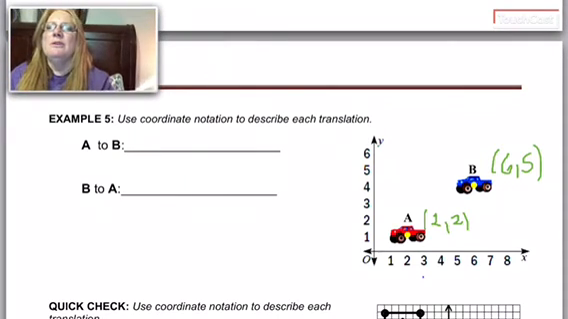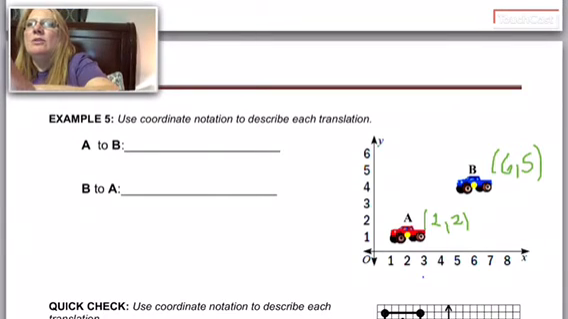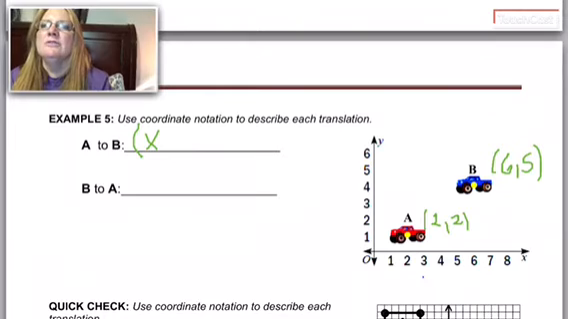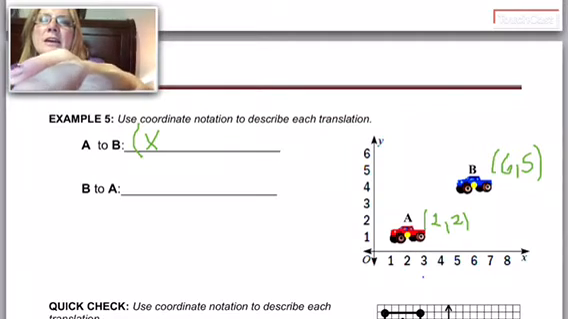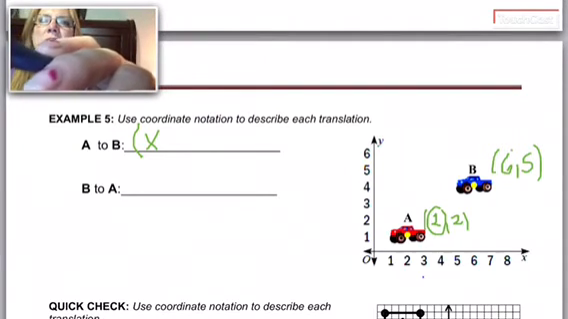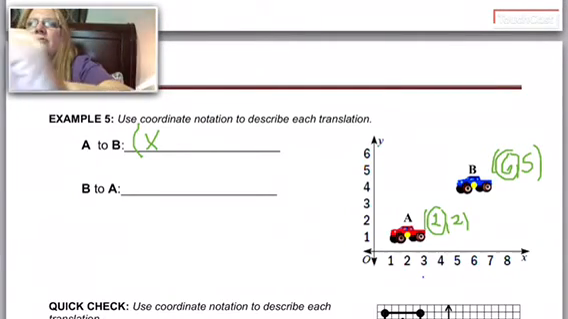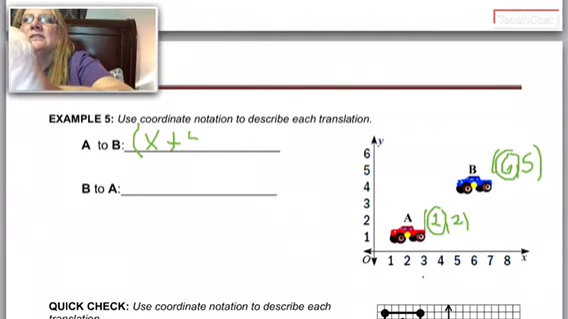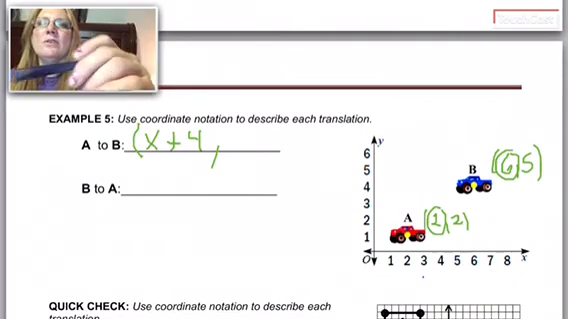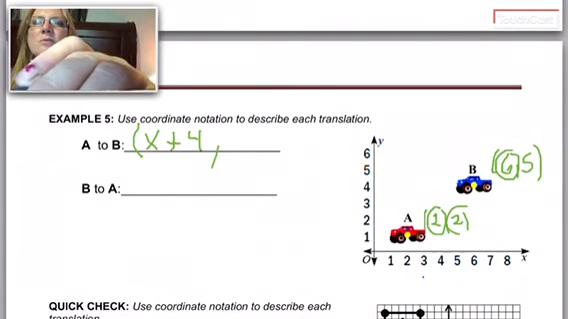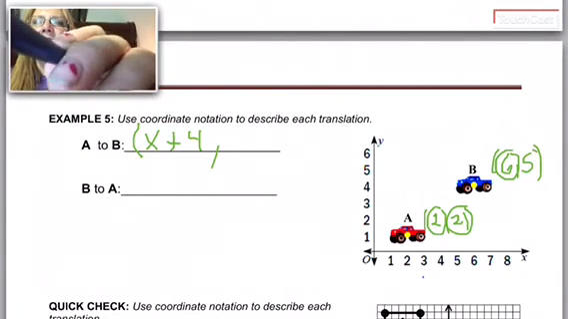And so if we want to know how to get from A to B, well, we're going to take our X. And X is moving left or right. So moving from A to B, we're moving to the right. And we started at 2, and we end up at 6, so we move 4 units. So that is X plus 4. And then the Y coordinate was at 2, and it ended up at 5, so we went up 3.